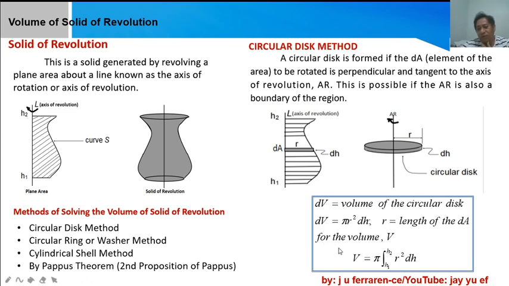Now for obtaining the total volume V of the solid, it is actually the integral of your dV. So when we integrate, we have pi, and limits of integration where the region is formed. You can start from h1 to h2 and your r squared dh. Okay, so we have a specific example.